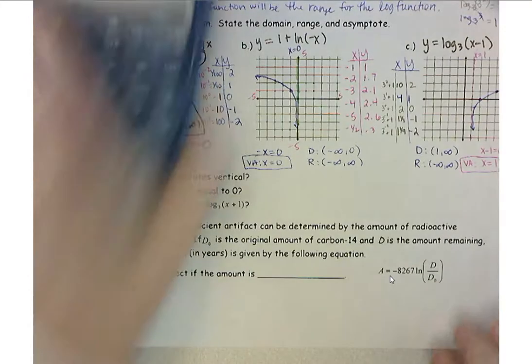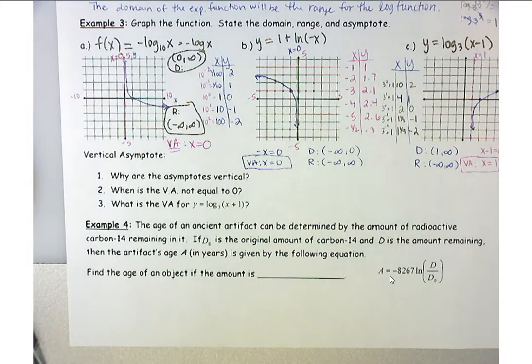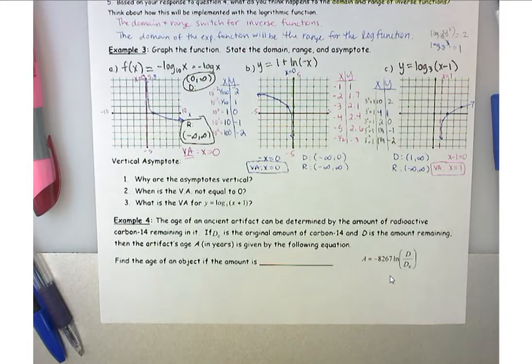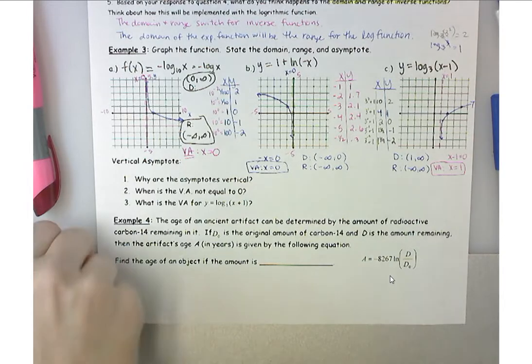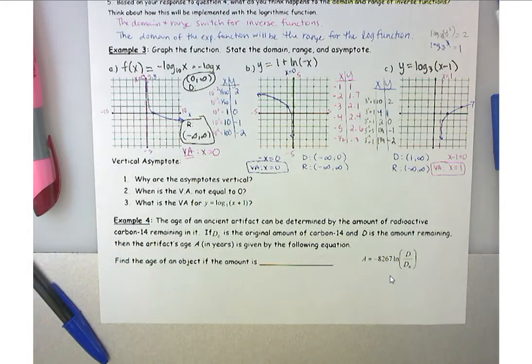All right, and then we were just going to talk about the vertical asymptotes. Okay, so I said, why are the asymptotes vertical? What do vertical asymptotes represent? Can I just answer the question of why? Okay, sure. It's because, like exponential functions and horizontal asymptotes, it's the inverse. Yes, the inverse of exponential function.